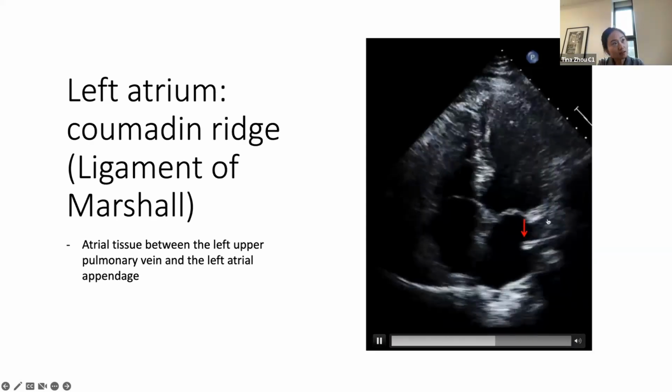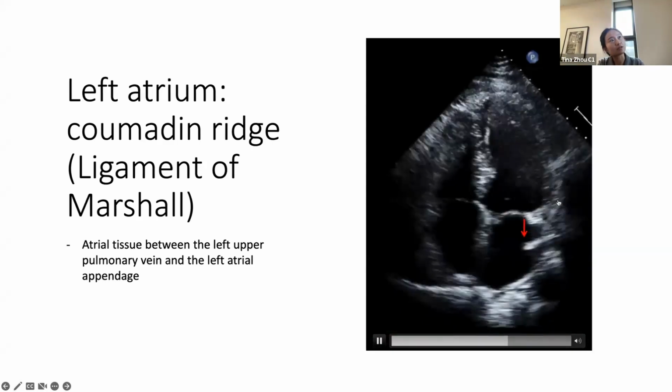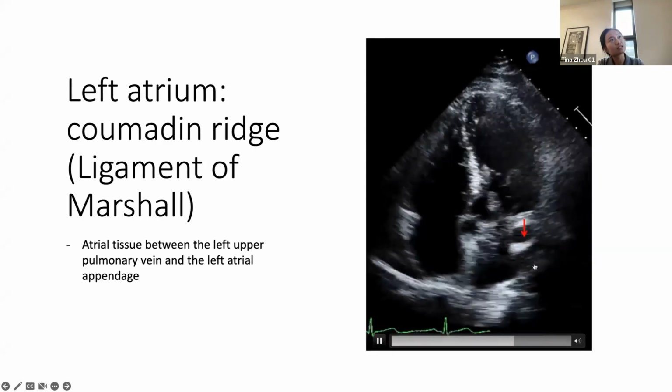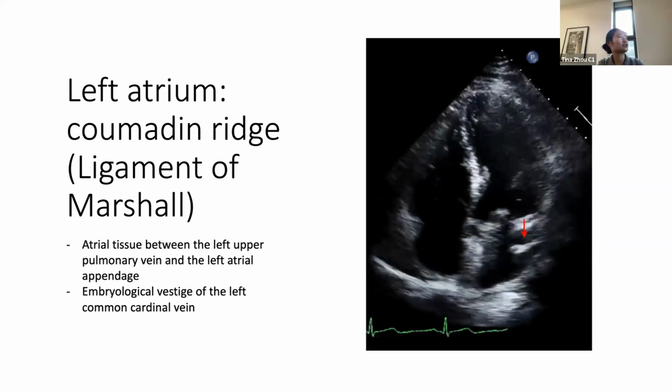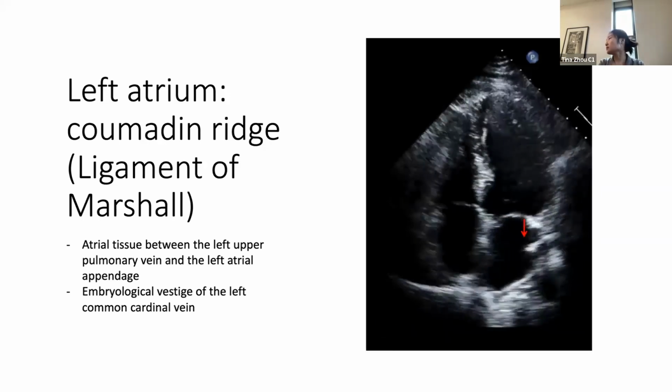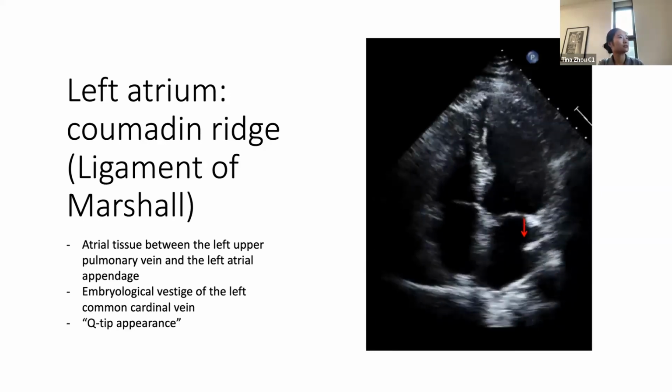which actually you can kind of see maybe. It's not commonly seen in the TTE, but it should be somewhere around there. That's the left atrium. Oh, there it is. It's an embryological vestige of the left common cardinal vein, like I mentioned earlier. And it has this Q-tip appearance.